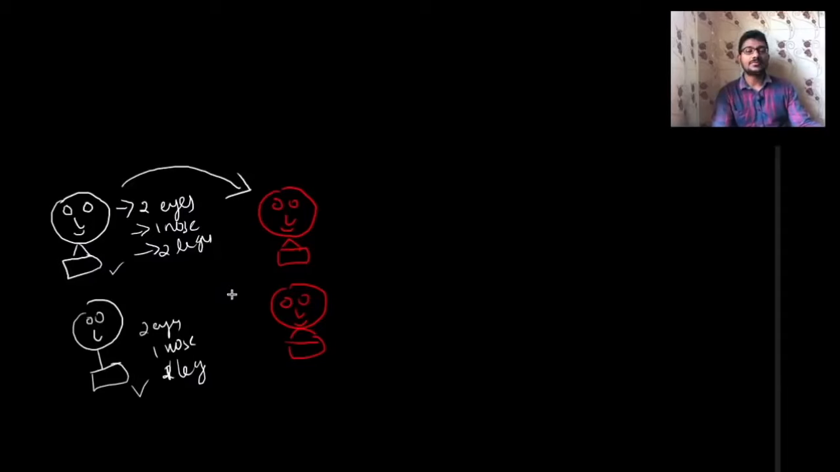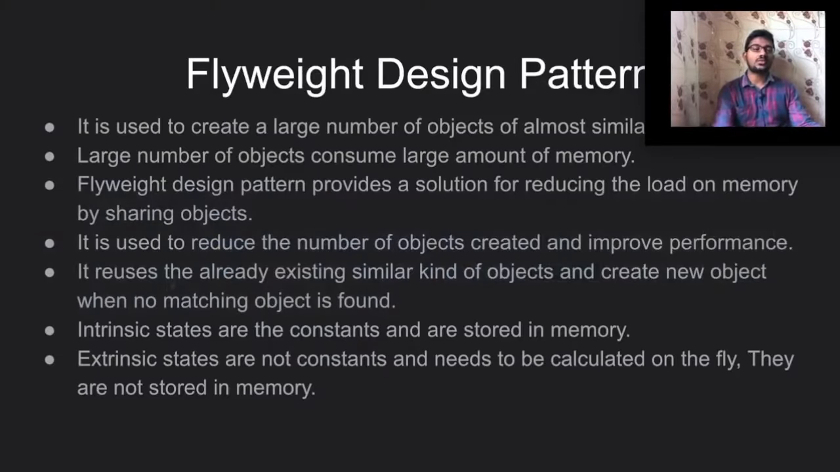At runtime, if we need a 2 eyes, 1 nose, 2 legs Angry Bird with red color, here red color is an extrinsic state. If we need a 2 eyes, 1 nose, 2 legs Angry Bird with blue color, here blue color is an extrinsic state that can't be stored in memory, because it is added at runtime and would be used for that request only, so it need not be stored in memory.